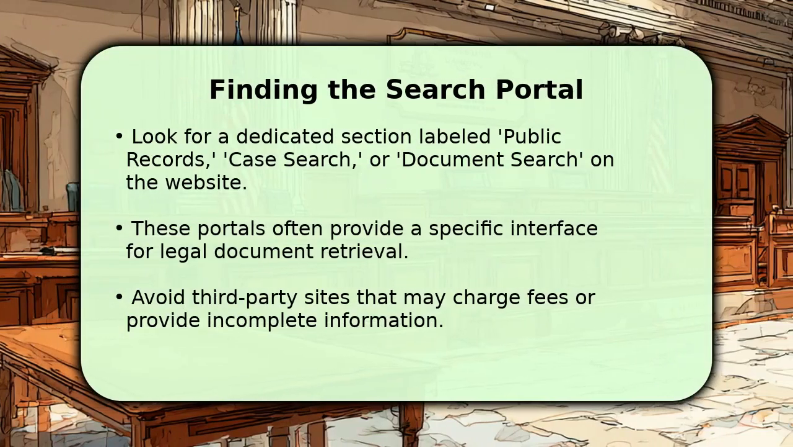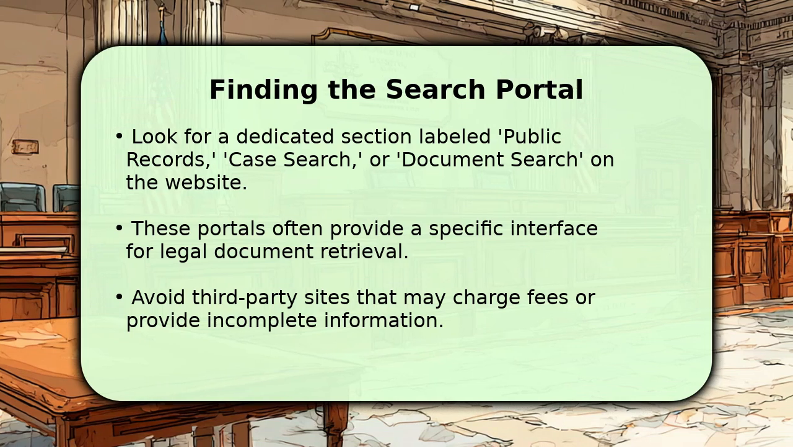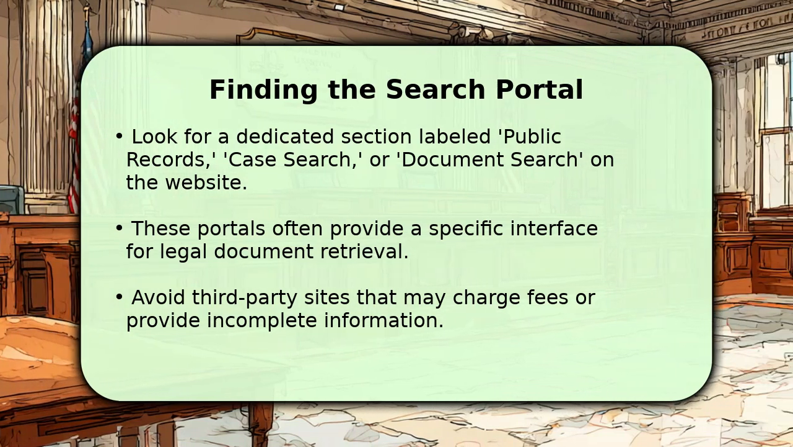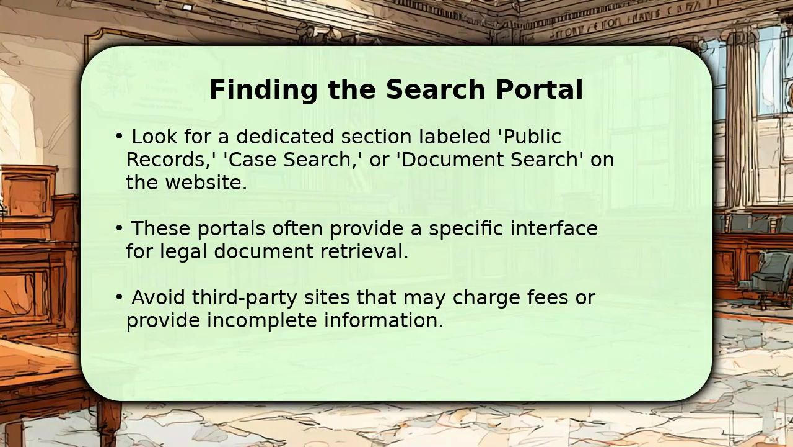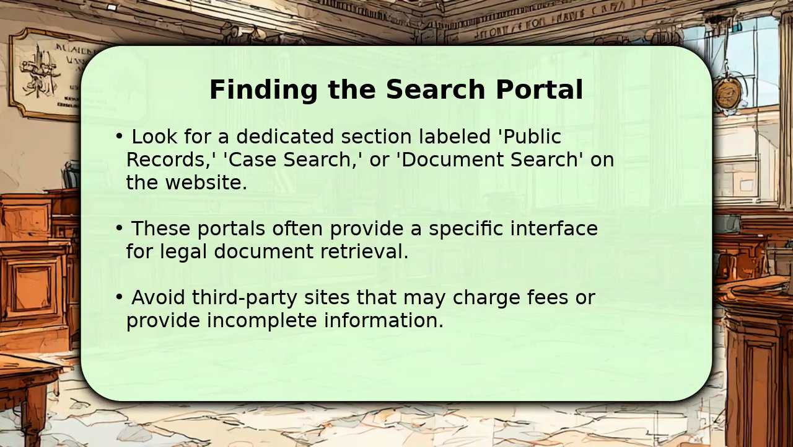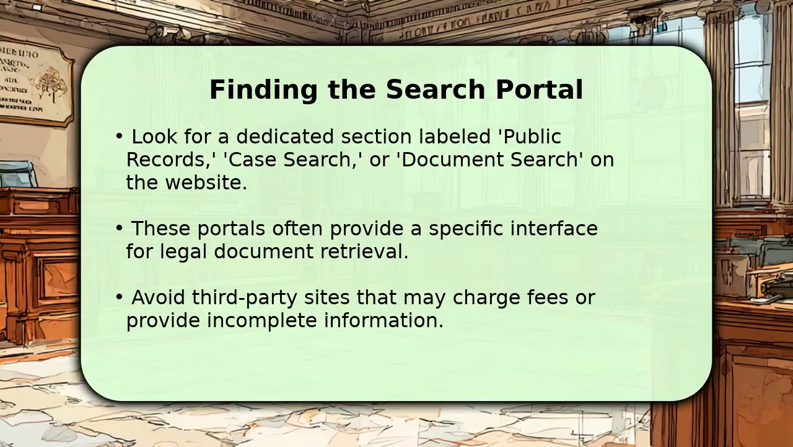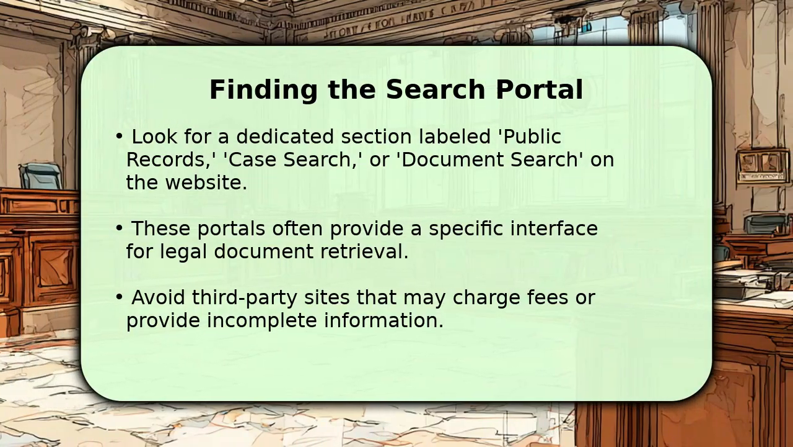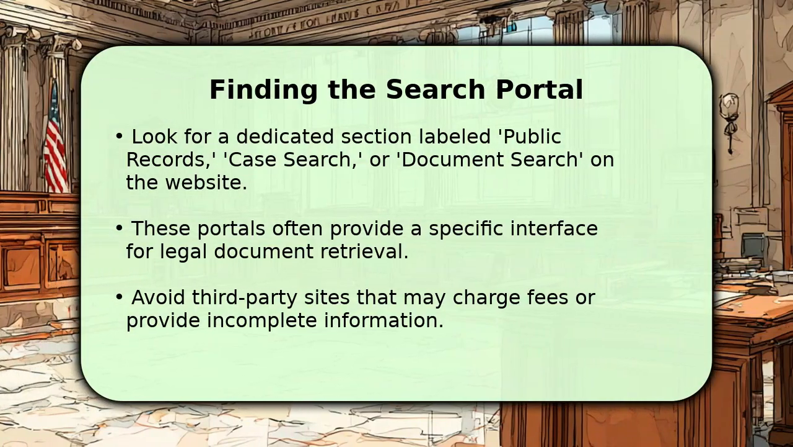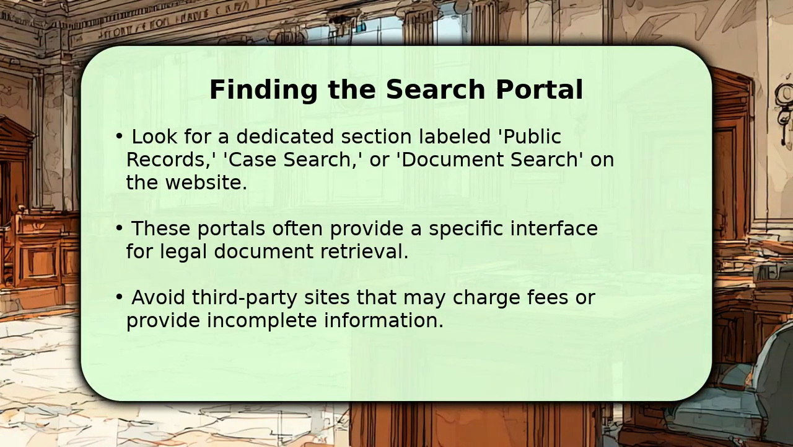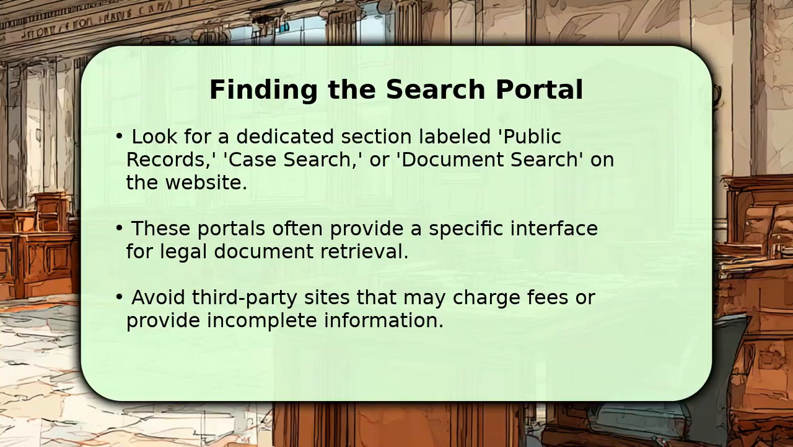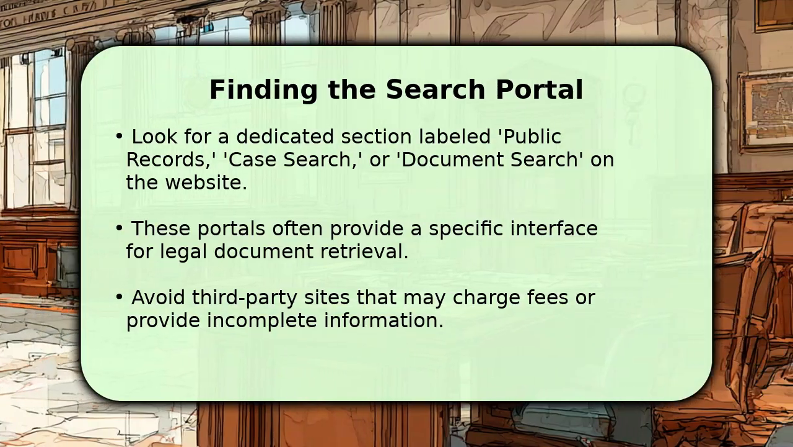Once on the correct website, locate the specific search portal designed for public records or case documents. This section is usually clearly labeled, perhaps as court records, case inquiry, or online filings. You are looking for a dedicated interface where you can input search criteria. It is important to confirm you are using the official government source to avoid any misleading or unofficial information.